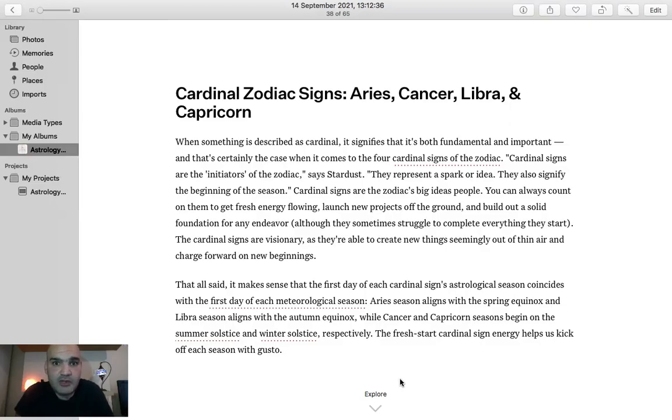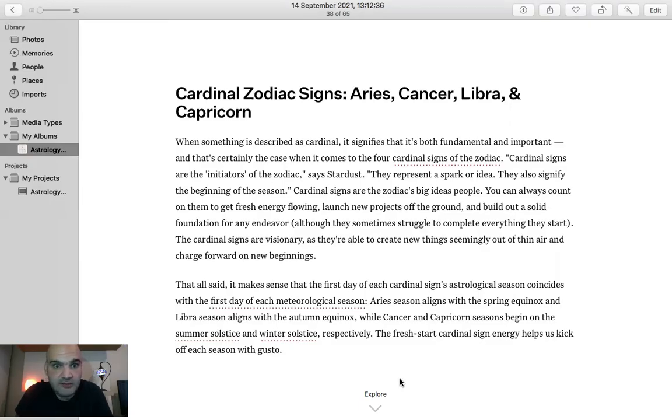The cardinal zodiac signs are Aries, Cancer, Libra, and Capricorn. When something is described as cardinal, it signifies that it is both fundamental and important, and that's certainly the case when it comes to the four cardinal signs of the zodiac. Cardinal signs are the initiators of the zodiac. They represent a spark or idea.